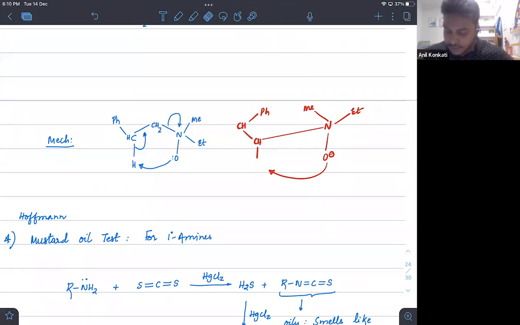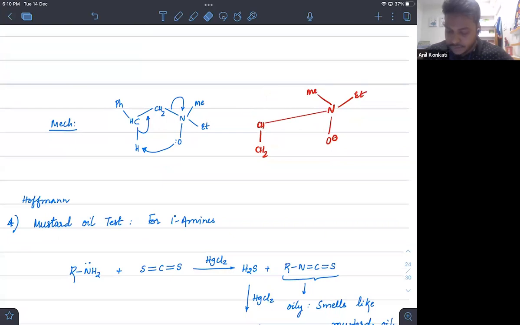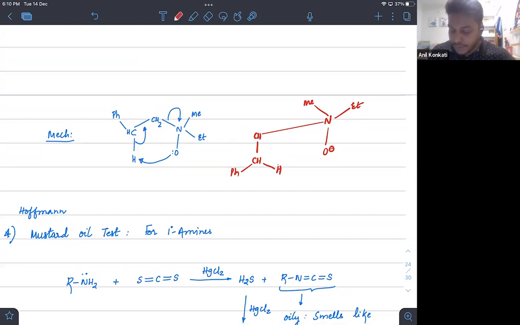Here it was CH3, mistake. CH2 and phenyl is on this side, sorry. So Ph and this is CH and H. This is how it is. Yeah, now it's fine. So we have this group here.